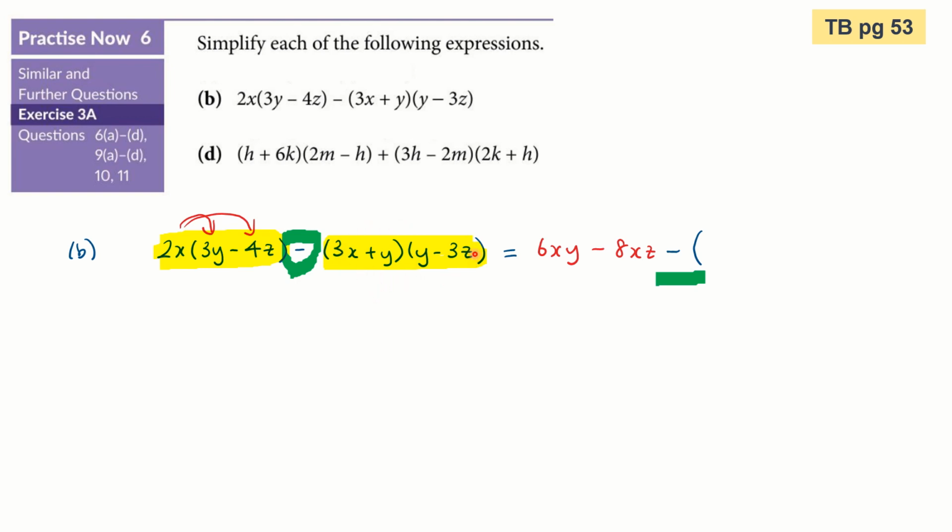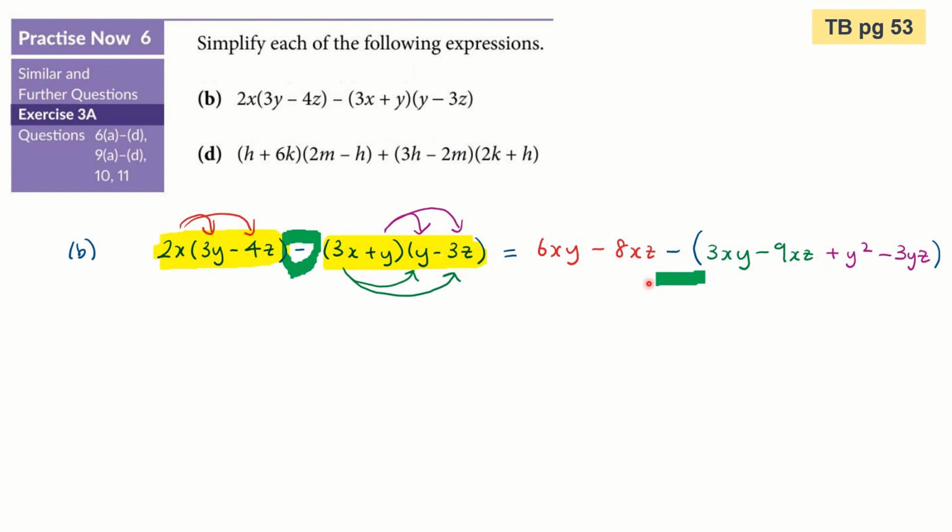So doing our distributive law for this second set of brackets, we have 3x multiplying with y, and that will give us 3xy. Then 3x multiplying with negative 3z, and that will give us negative 9xz, followed by plus y with another y, that will give us positive y squared, and then plus y with a negative 3z, which gives us a negative 3yz. So that is done. That is our distributive law being done over here. So therefore we close our bracket.